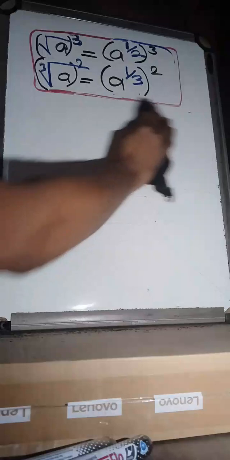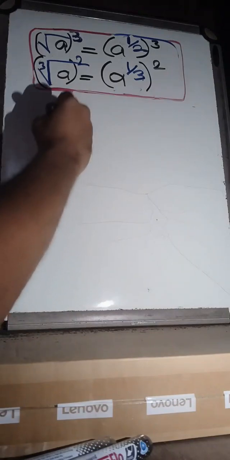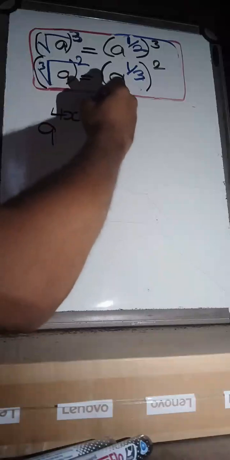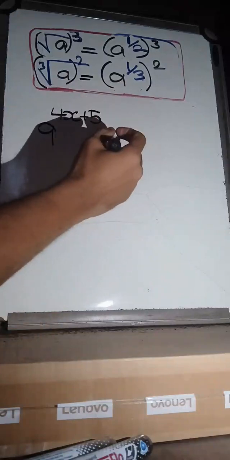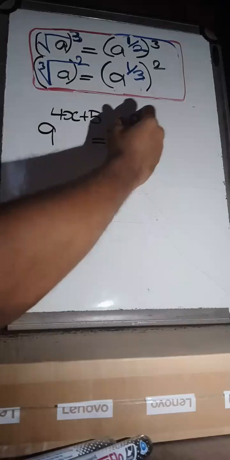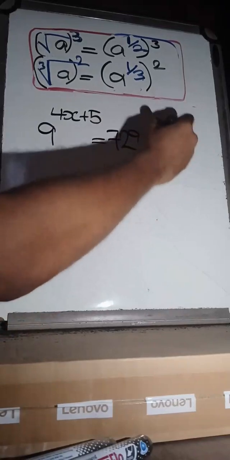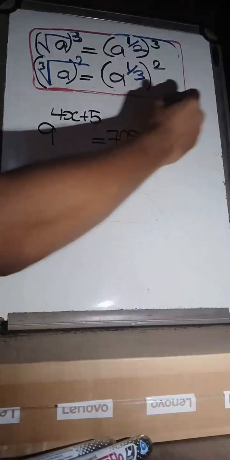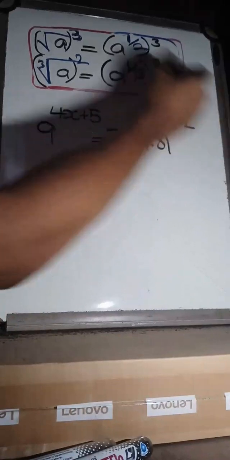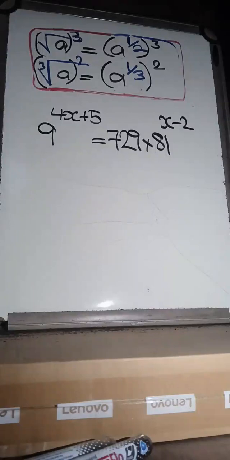Let me do this real quick. Because what we did a while ago was a harder version of some of those questions. So let's go into this. It says 9 raised to the 4x plus 5 is equal to 729 multiplied by 81 raised to the x minus 2. So there's a lot to unpack there, right?